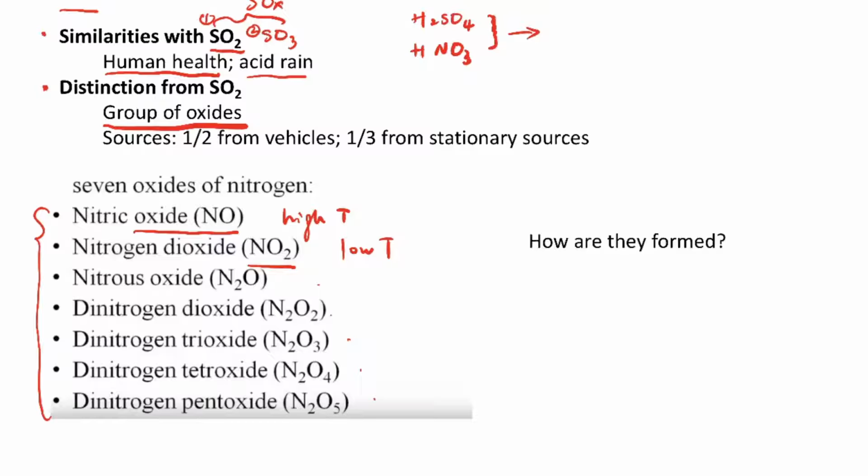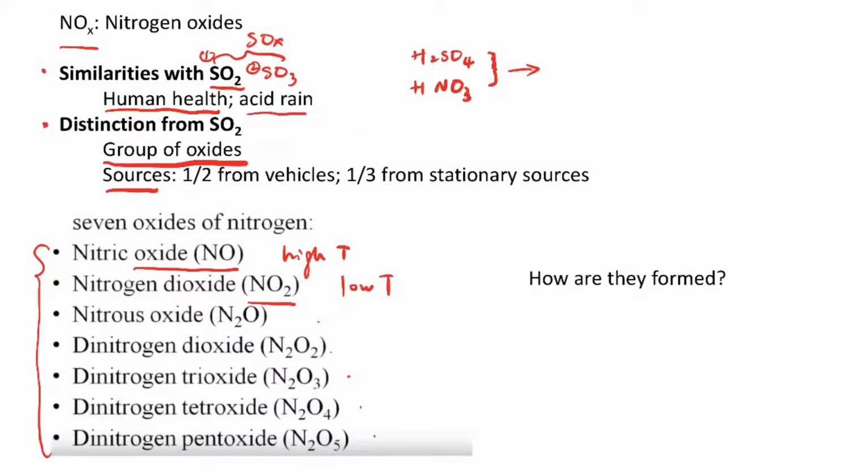Okay, and in terms of the sources, there are also some differences. We mentioned that for the SOx, 1/3 of them are coming from the oil refinery, and 2/3 of them are coming from the coal-fired power plant.